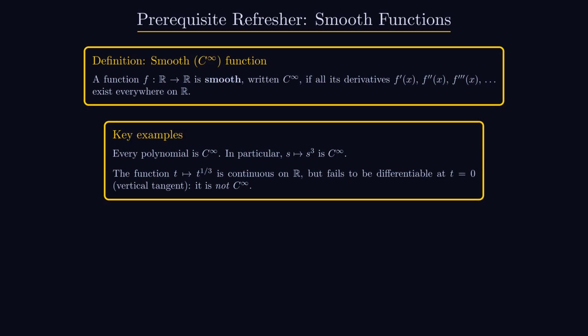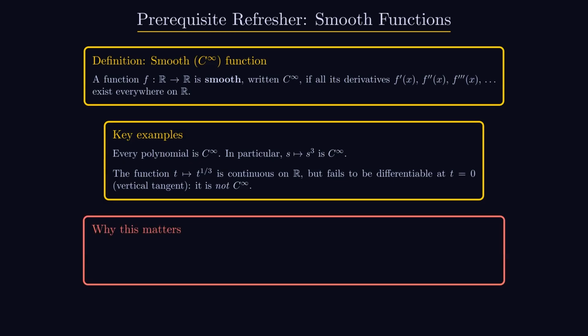On the other hand, the function t to the 1/3 is continuous everywhere on R. Its derivative at t equals 0 does not exist as a finite number. The graph has a vertical tangent there, so it is not smooth. This distinction will be decisive.